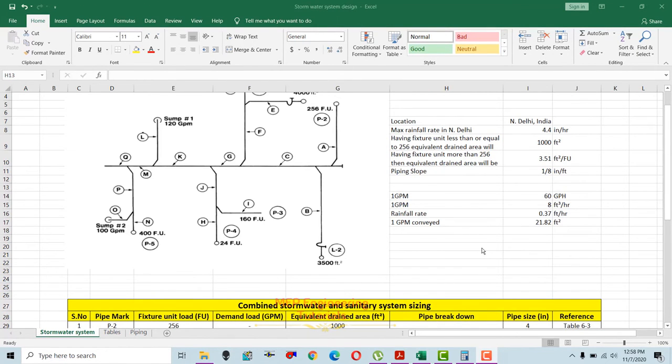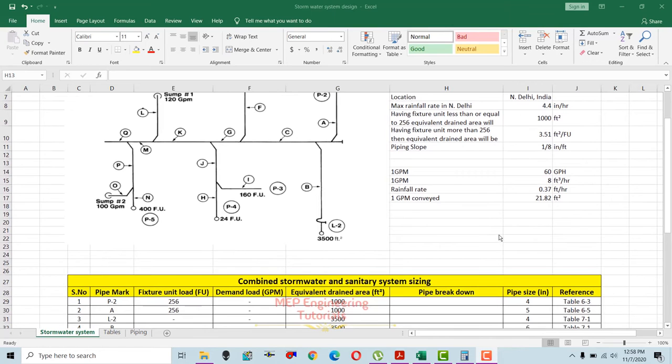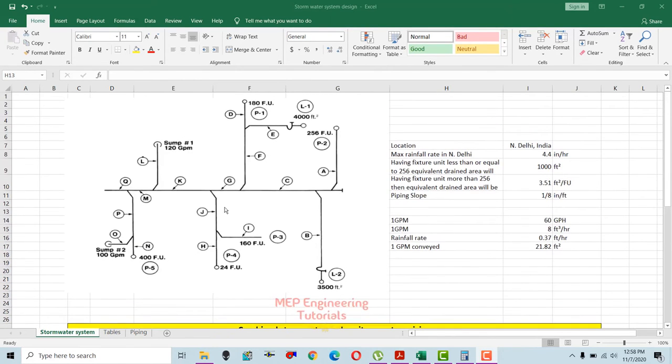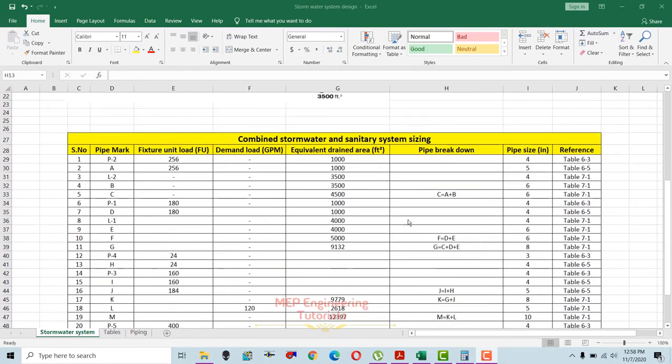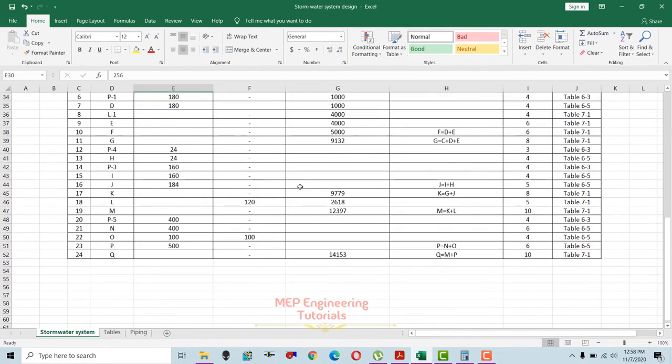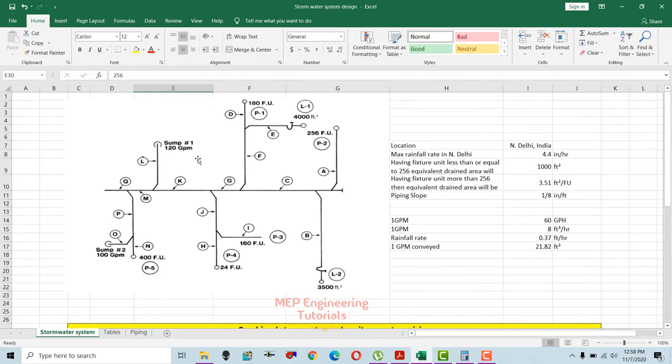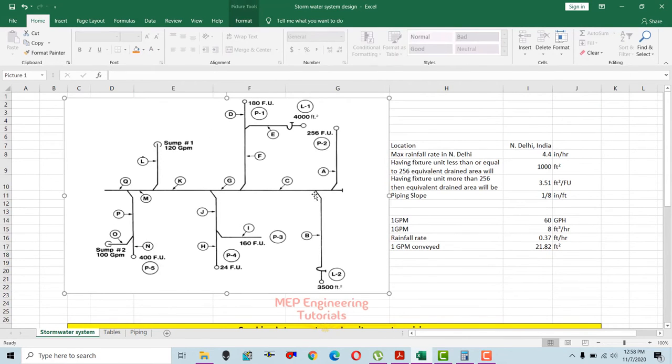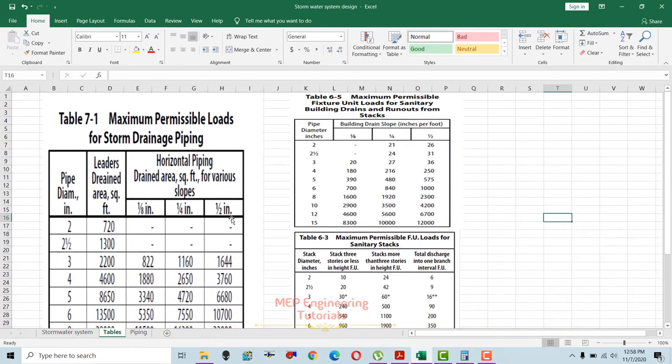The topic which I'm going to discuss today is related to the combined stormwater and sanitary system design. As you can see, I have prepared an Excel sheet for this combined stormwater and sanitary systems design. So this is the drawing which I'm going to use, and I will calculate the pipe size of each segment represented here on the drawing. So these are the tables which I'm going to use during calculation.